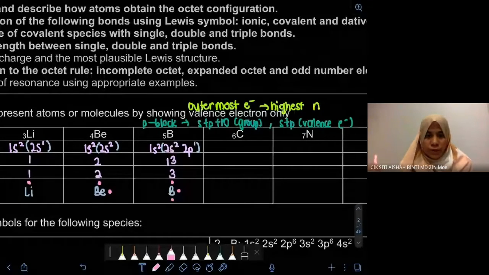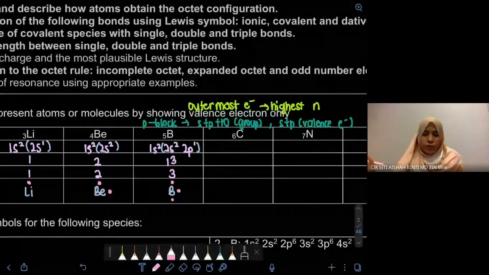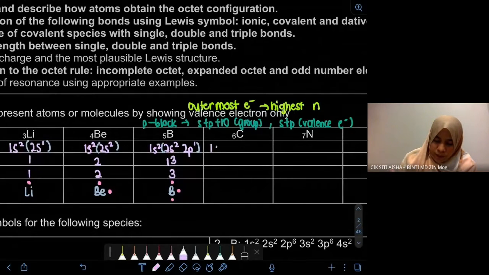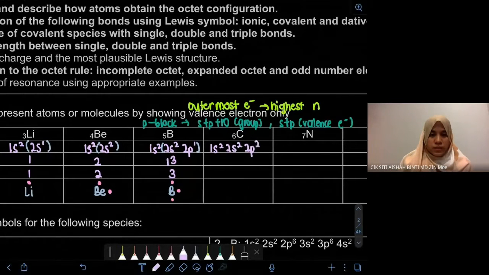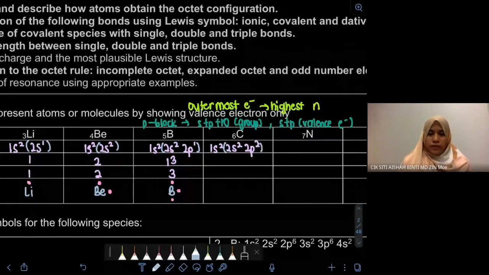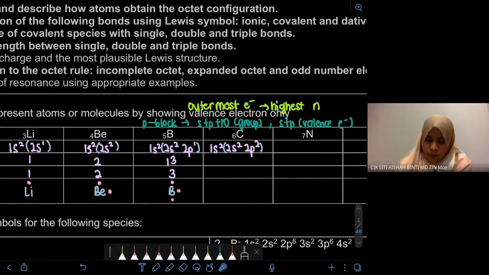Yang ni Miss buat sampai nitrogen je. Yang ada belakang oksigen fluorin tu rasanya kamu dah nampak sikit nanti. So kalau carbon, so carbon 6 kan. So tambah lagi 1 je lah daripada tadi. 1s2, 2s2, 2p2. So dah total dia 6 electron. So here is the group. How to know the group? Tengok dulu what is the valence shell. So kita tengoklah. Group tu S plus P plus 10. So group dia 2 plus 2 plus 10. So group dia group 14.